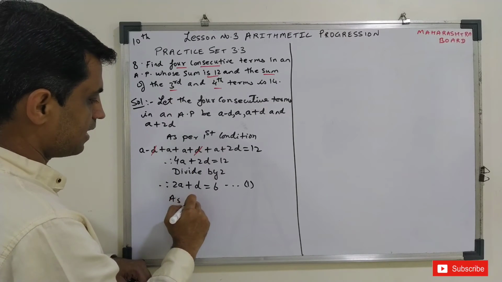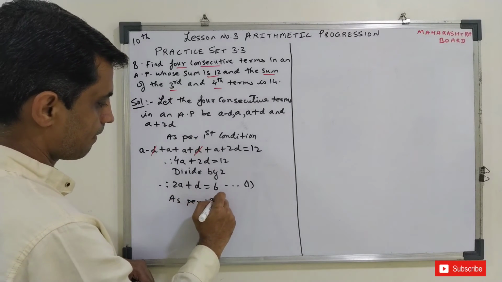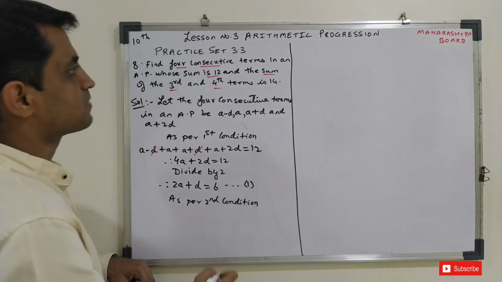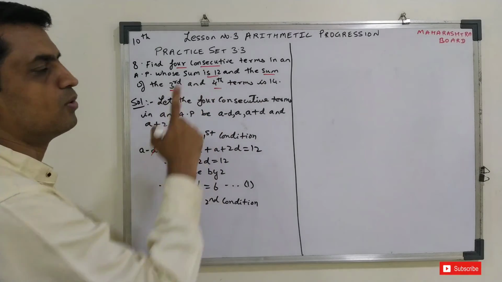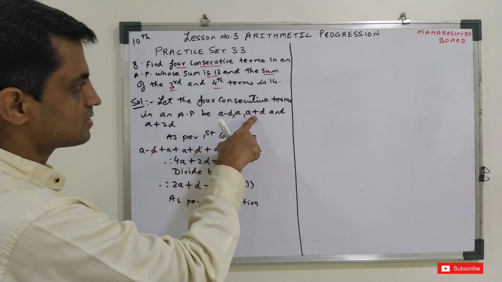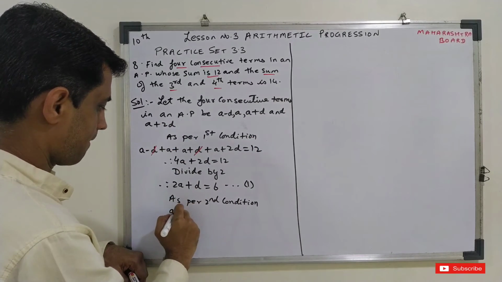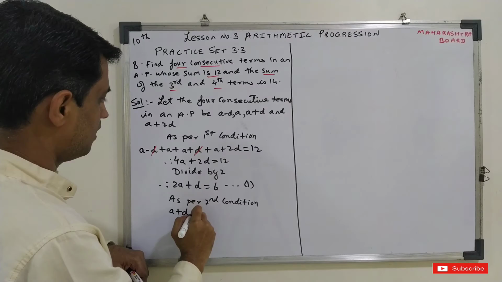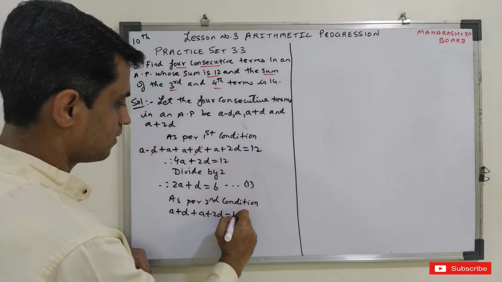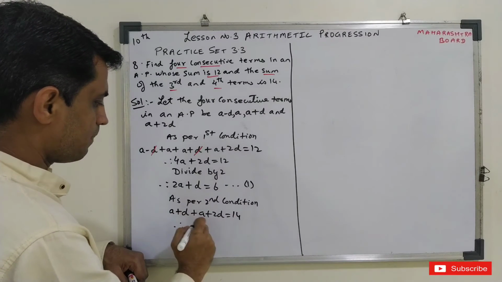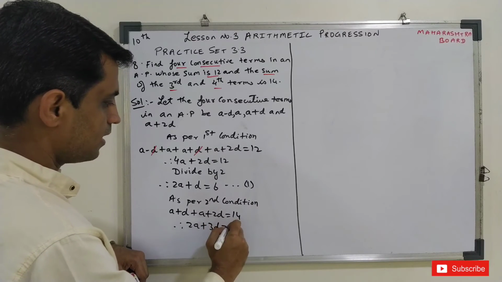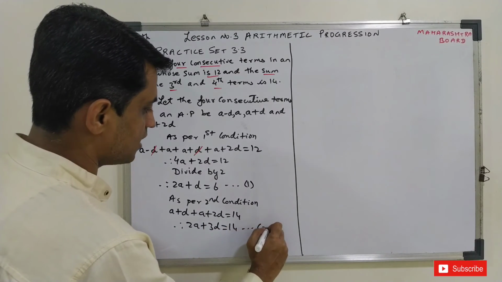Now as per the second condition, the sum of third and fourth terms. This is third and this is fourth. The sum of third and fourth is how much? 14. A plus A, 2A plus 3D is equal to 14. This is our equation number 2.